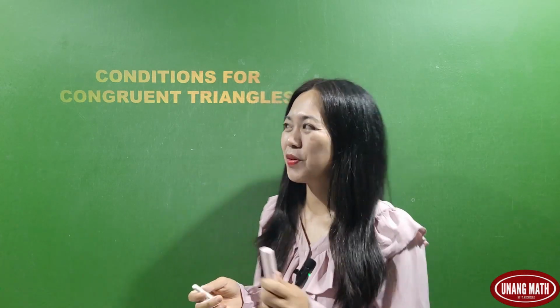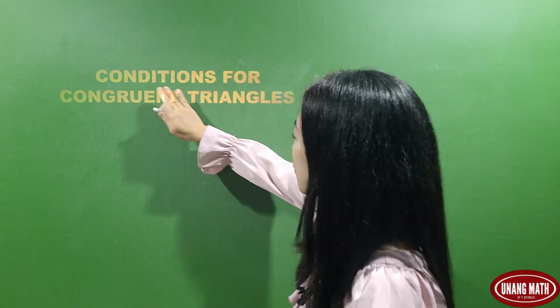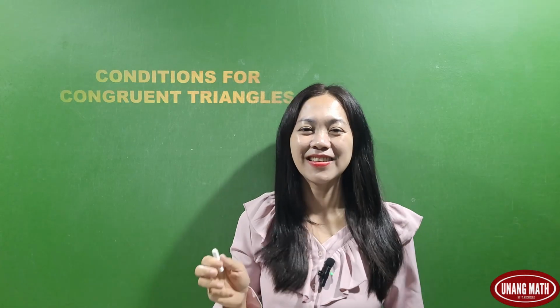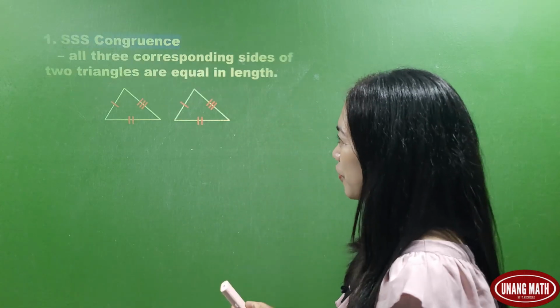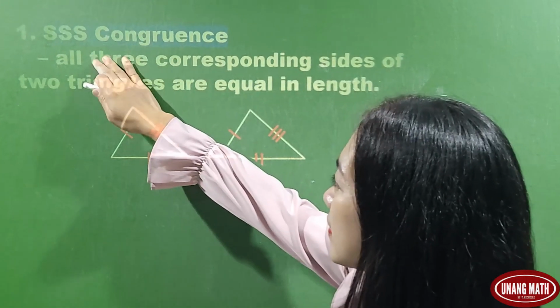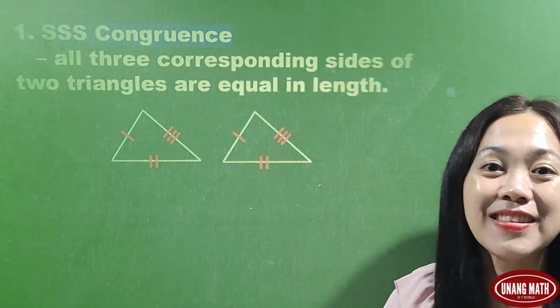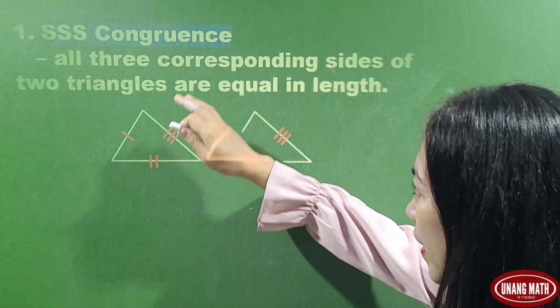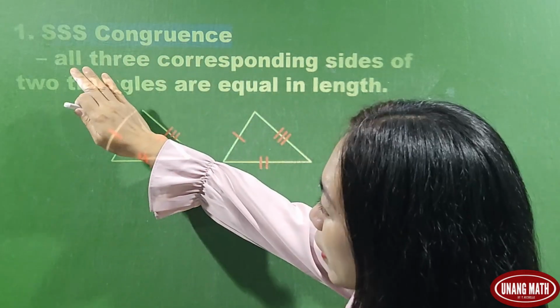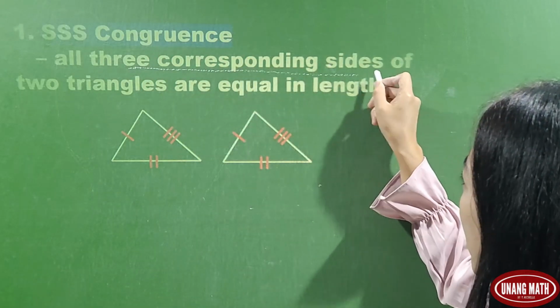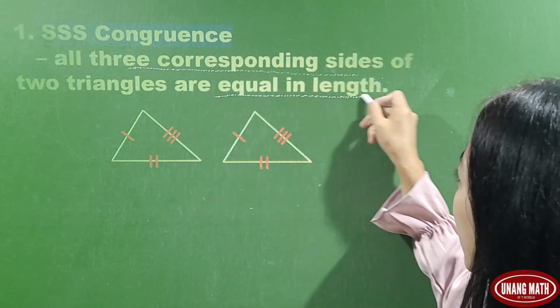In this episode, I will be covering this lesson about the conditions for congruent triangles. When do we say that two triangles are congruent? Okay, we have this first condition. This is what we call SSS congruence. S stands for side. According to SSS congruence, two triangles are congruent if all the three corresponding sides are equal in length.